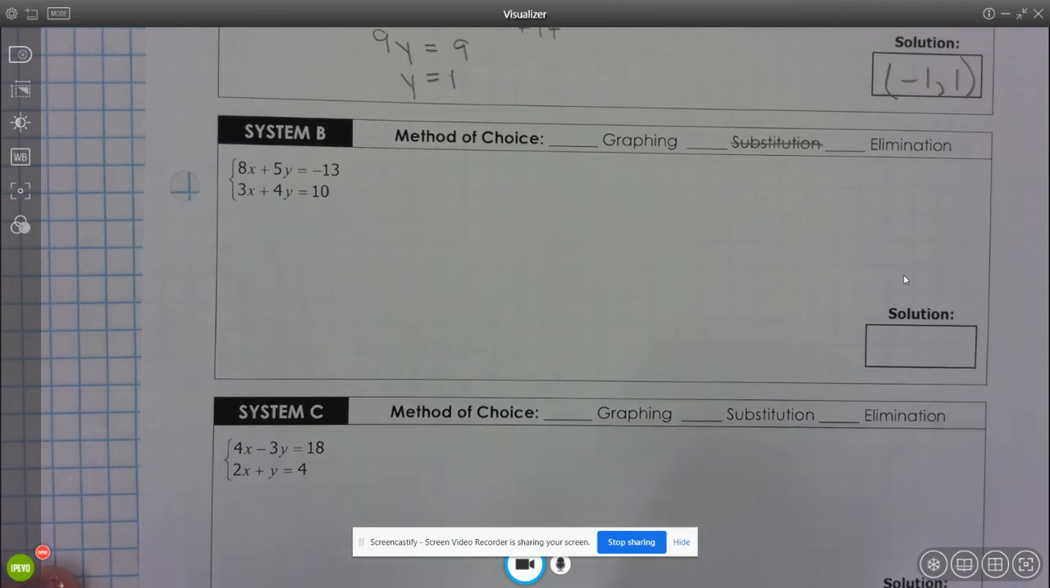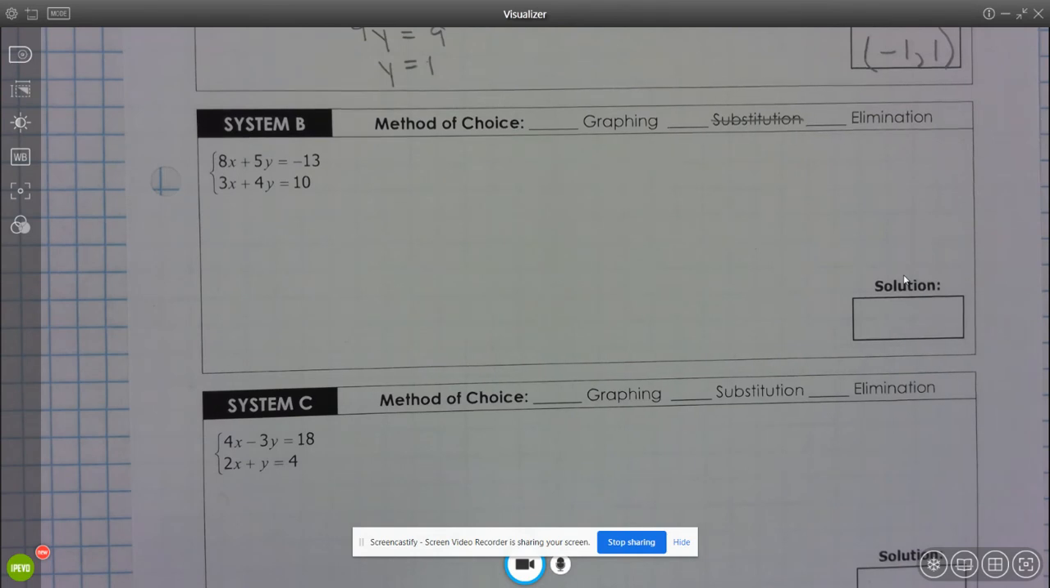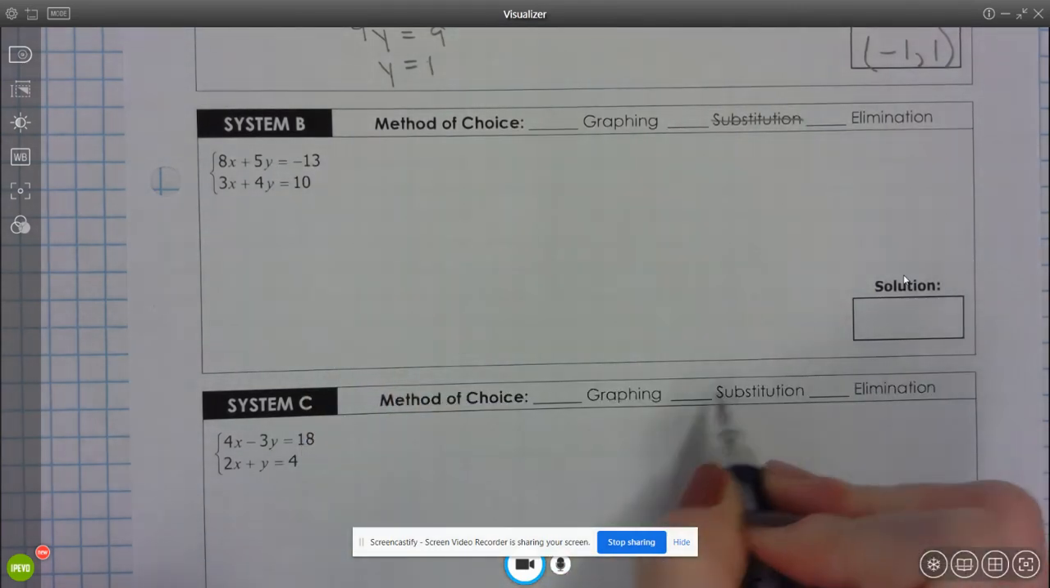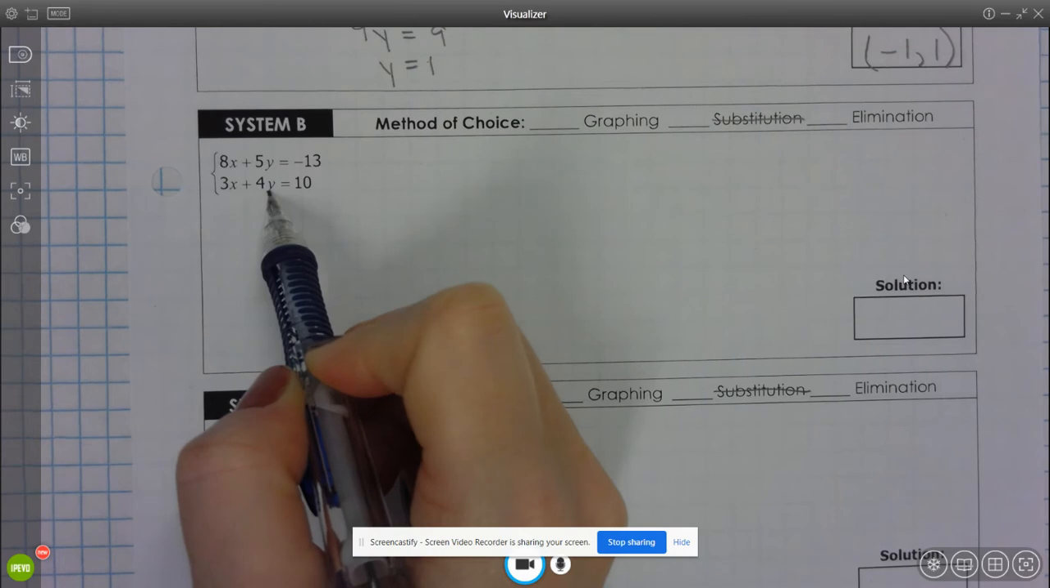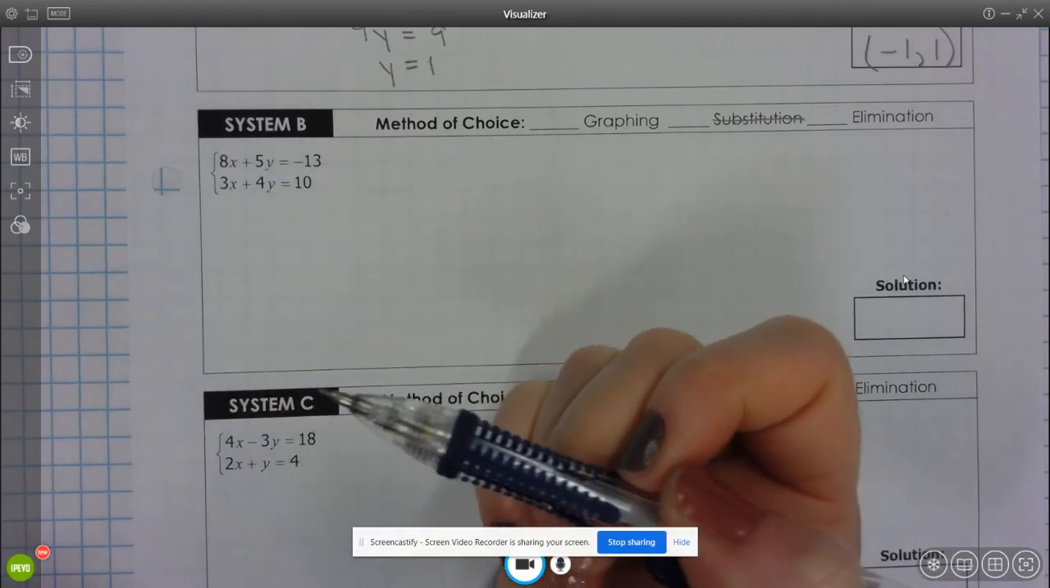So now I'm going to actually look at both of these and see which one would be the better choice. So if you look here, thinking about graphing, substitution's off my list. So thinking about graphing, that's going to make a fraction for x and y. So it sounds like graphing is a really bad choice for system B.